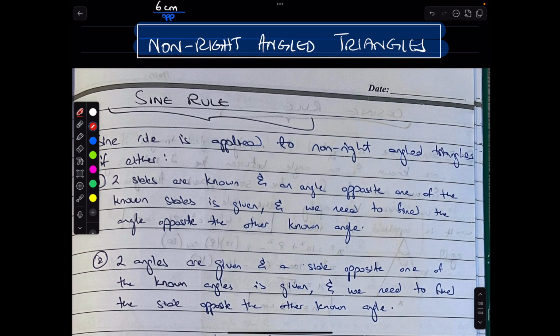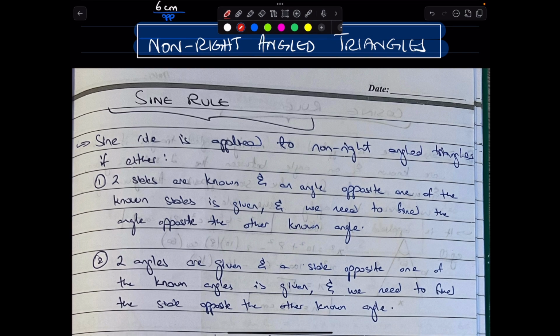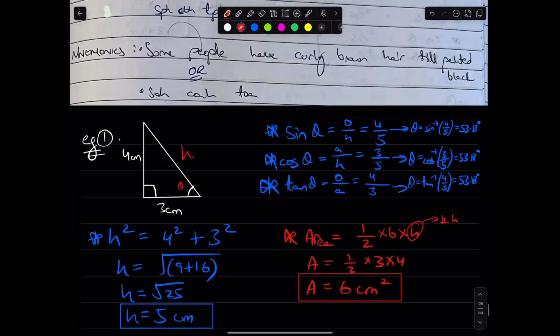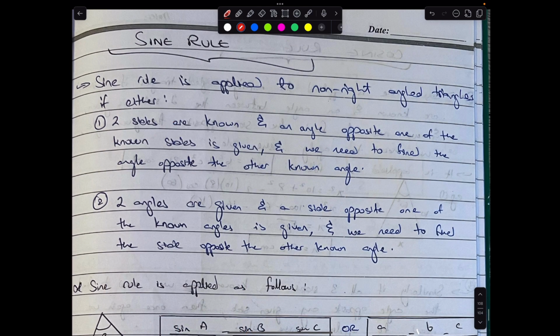Then we have non-right angle triangles. As part of non-right angle triangles, we need to discuss the sine rule, the cosine rule, and the area of non-right angle triangles. So the sine rule is applied to non-right angle triangles if two sides are known and an angle opposite one of the known sides is given.